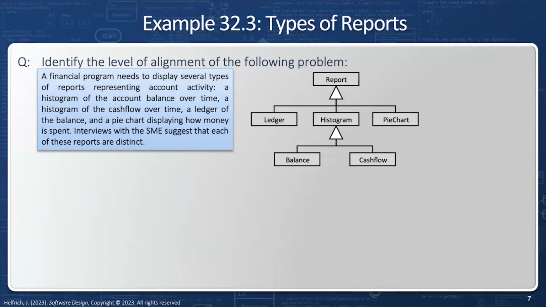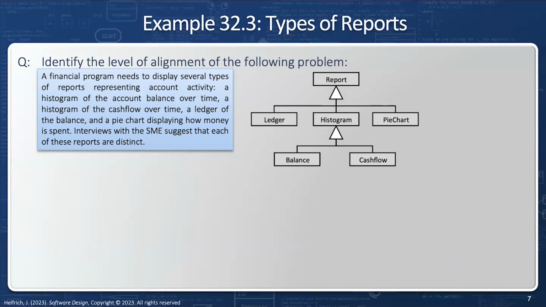Here's a third example. A financial program needs to display several types of reports representing account activity: a histogram of account balances over time, a histogram of cash flow over time, a ledger of balances, a pie chart displaying how much money is spent. Interviews with a subject matter expert suggest that each of these reports are distinct.